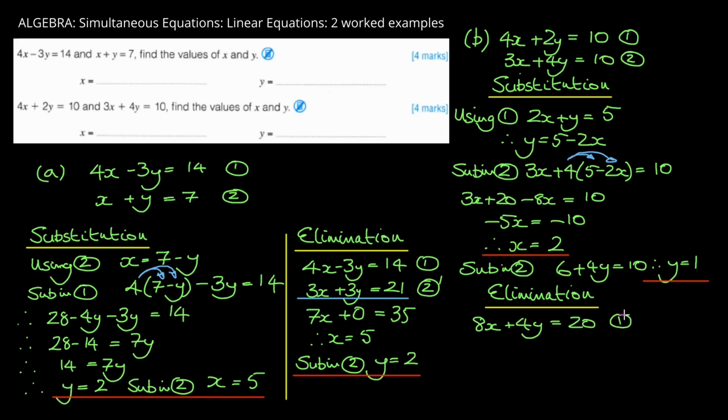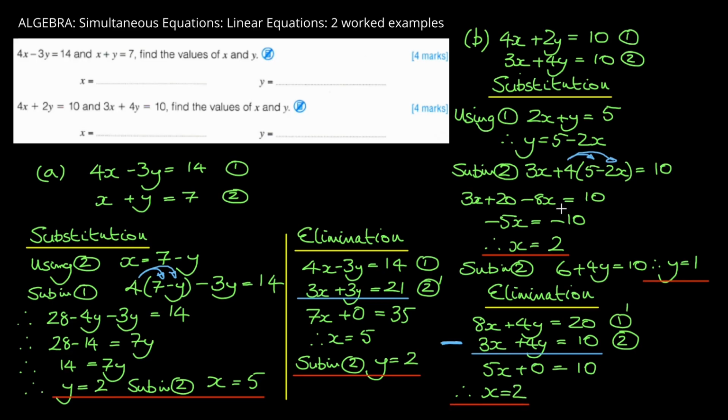So this is 1 dashed. And now copy and paste the whole of the equation here. And all I've got to do is take equation 2 away from equation 1, each term in turn. 8x take away 3x is 5x. We know that's going to be 0 is equal to 20 take away 10, which is 10. And it's clear from that, therefore, x is equal to 2. And that's the first of our answers.